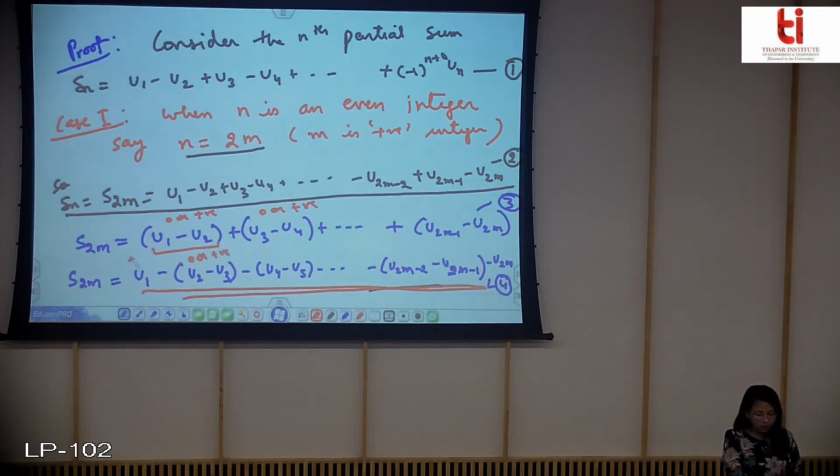This is positive. This is again 0 or positive. Now you are subtracting from u1 so many numbers. So this is obviously positive, so this is again a negative term. So what can you conclude from equation number 4? I'll write that.